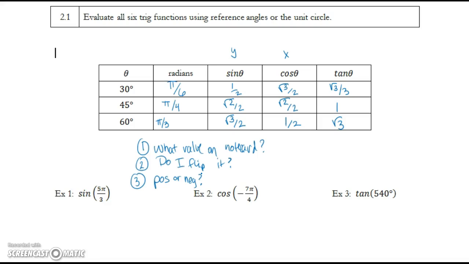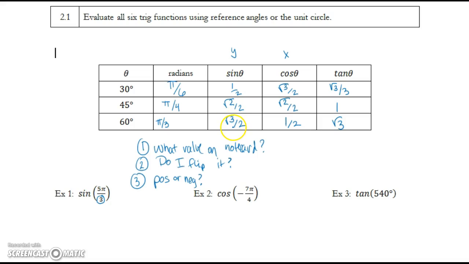So our first example is sine of 5 pi over 3. And the first question we ask ourselves is what value are we going to use on the note card? As long as it's simplified, this over 3 tells us that we're going to be using the pi over 3 values, and because it's sine, we're going to be using root 3 over 2. So again, we're narrowing down to root 3 over 2 because it's the sine function, and then it's over 3.